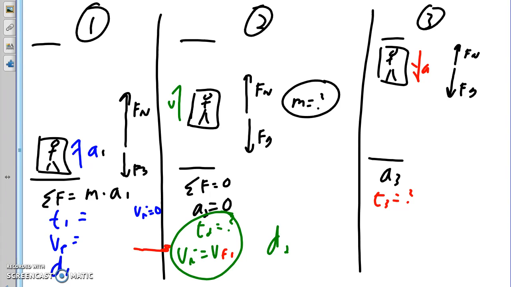On the third leg, you'll know the third acceleration, you'll know the third time, and in this case, you'll have an initial velocity that's equal to the final velocity from leg 2.